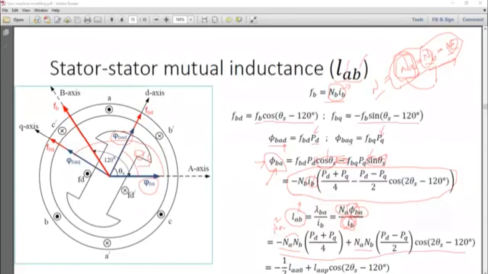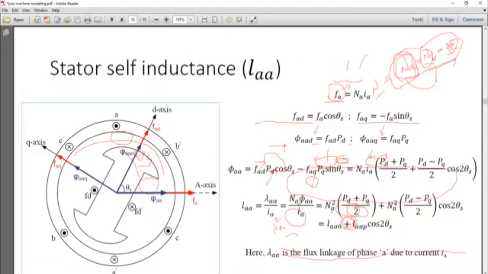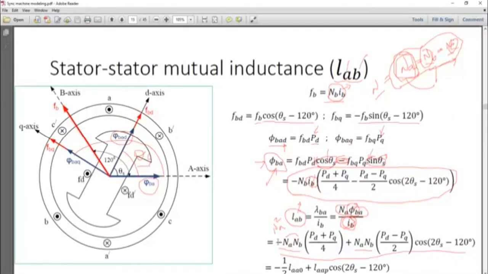And we are representing it in terms of LAA0. What was LAA0? Let's see. It is NA squared PD plus PQ over 2. So the difference is only in this minus sign here, and there's one additional half. So that is minus half LAA0. That first part is done.